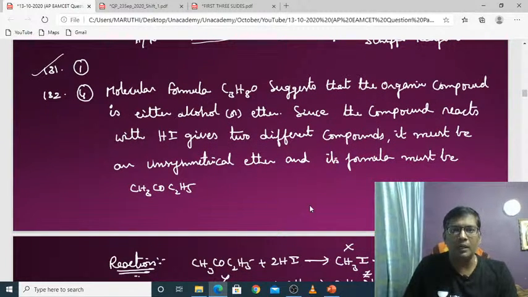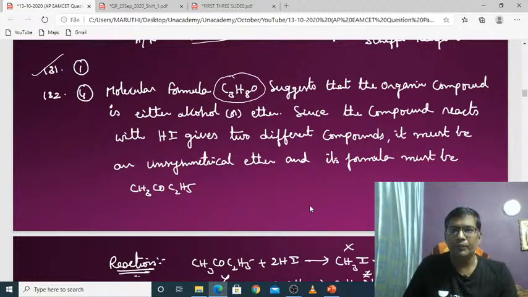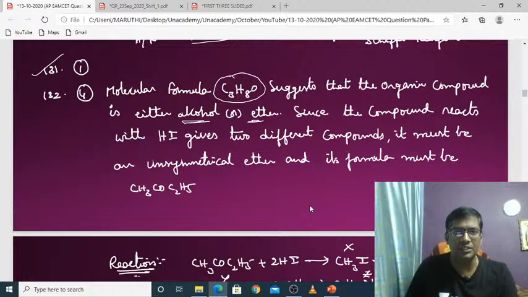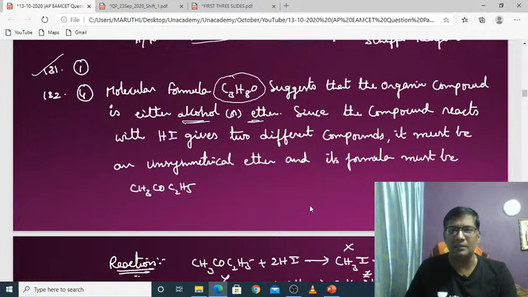See here, the molecular formula is C3H8O. That means it's an organic compound, either alcohol or ether, right? It contains one oxygen. So it may be alcohol or it may be ether.